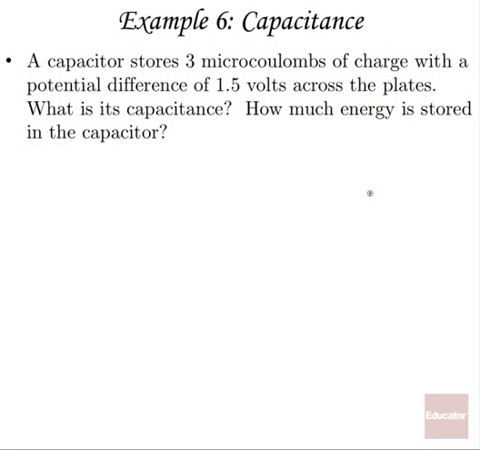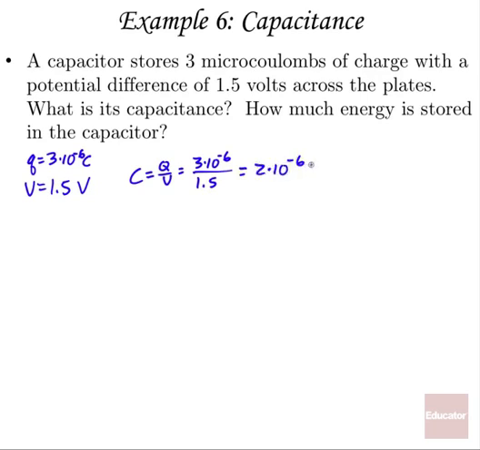So let's do an example with capacitance. A capacitor stores 3 microcoulombs of charge, Q equals 3 times 10 to the minus 6 coulombs, with a potential difference of 1.5 volts across the plates. V equals 1.5. What is its capacitance and how much energy is stored in it? Well, its capacitance, C, is Q over V, or 3 times 10 to the minus 6 coulombs over 1.5 volts, is going to be 2 times 10 to the minus 6 farads, which is 2 microfarads.